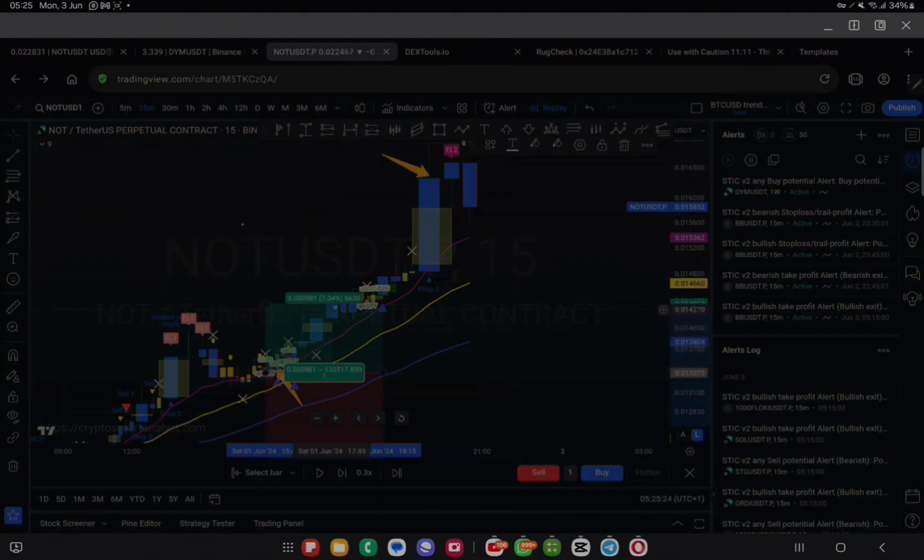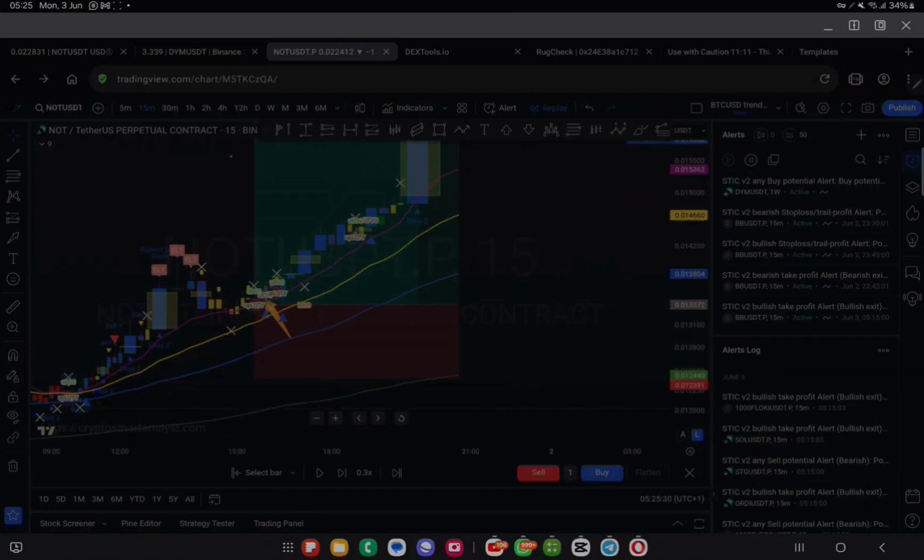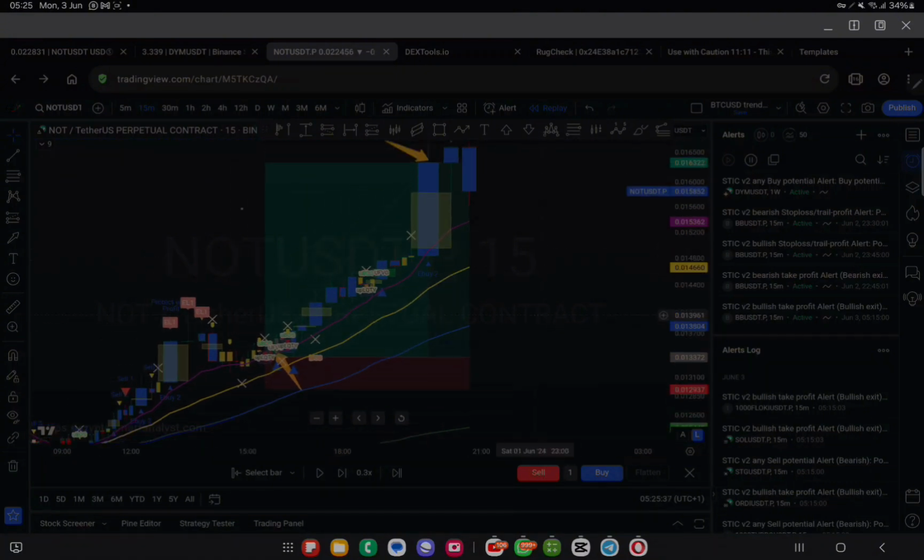When I entered from here, my target was here, my stop loss was here. So this is my first stop loss. You can see that the stop loss moved from here. As the market was going up, when the market got here, the stop loss moved from here to here. Like I said, it's a dynamic stop loss.